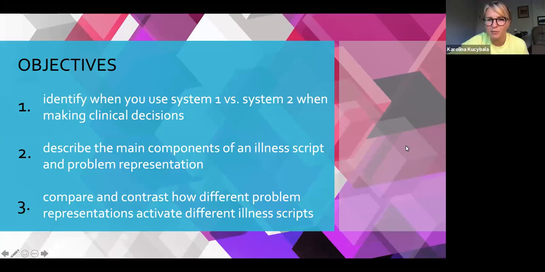School was kind of exposed to clinical reasoning and the more specific definitions around it and how we do it.